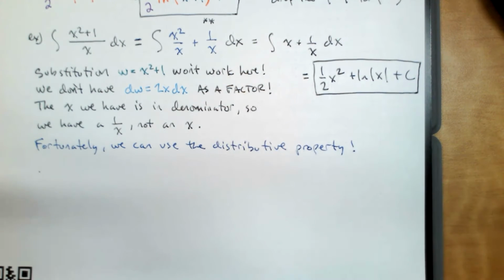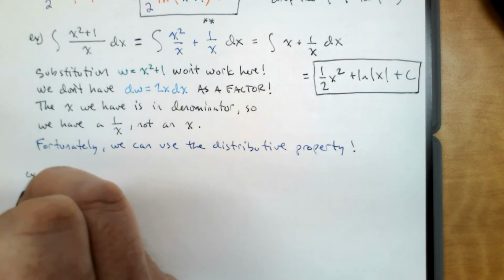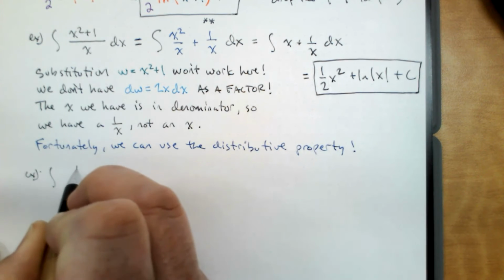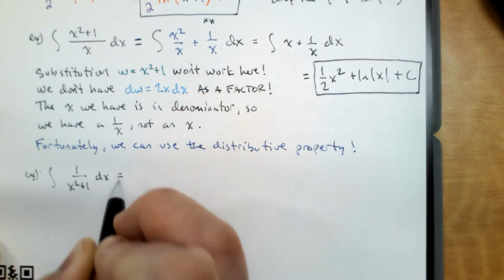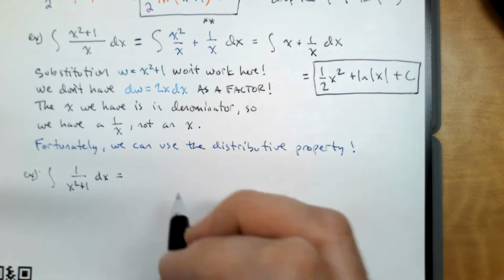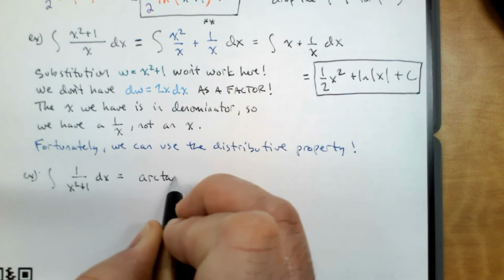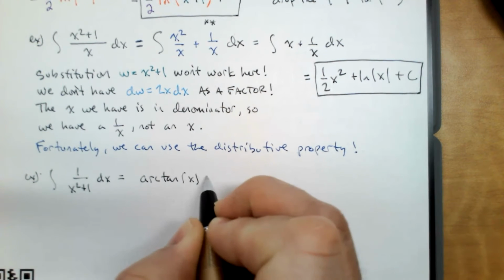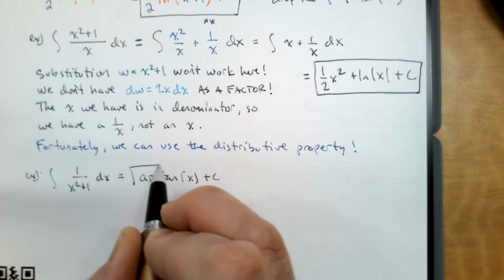I also threw in the one that we already knew. Integral of 1 over x squared plus 1. There's no substitution here. It's just an arctangent. So this one I threw in there. It's just an arctangent.